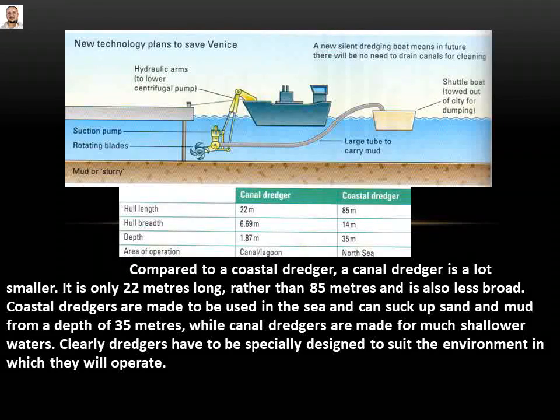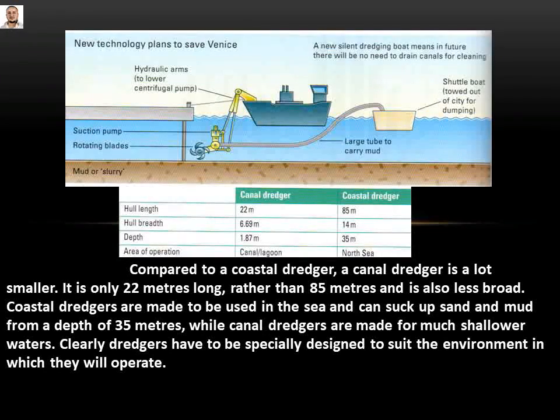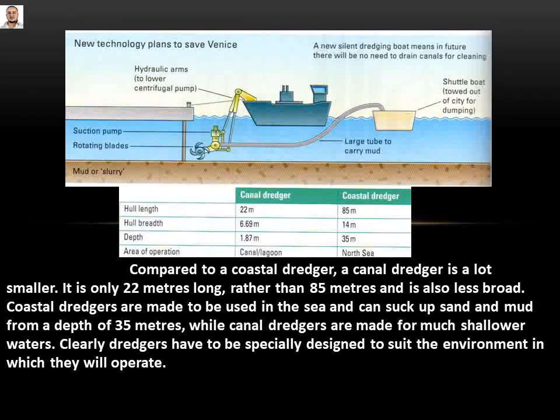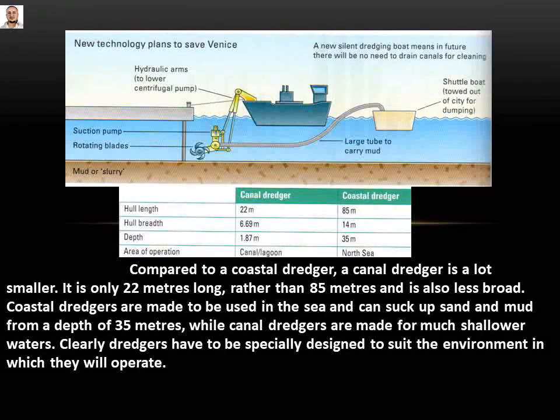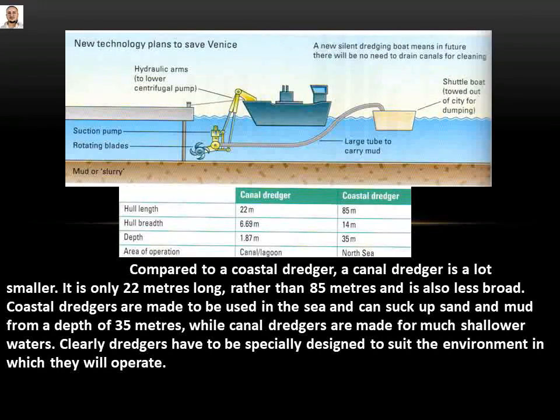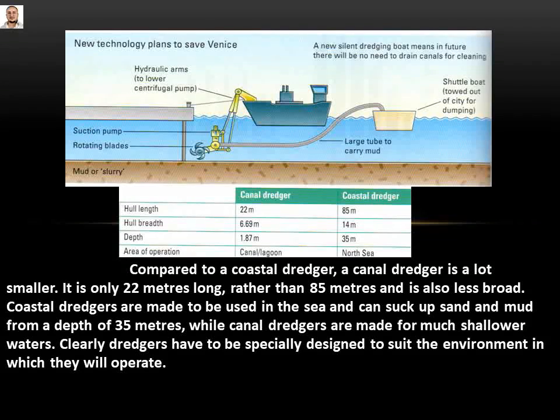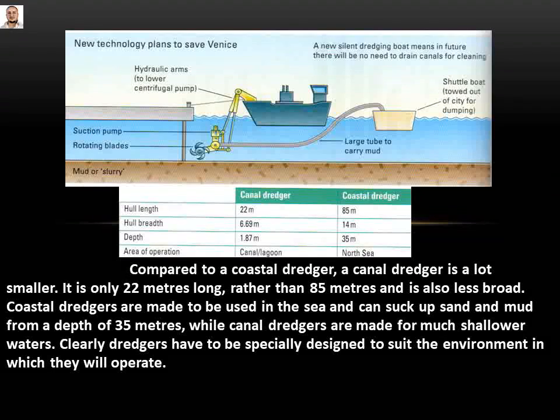Compared to a coastal dredger, a canal dredger is a lot smaller. It's only 22 meters long rather than 85 meters and is also less broad. Coastal dredgers are made to be used in the sea and can suck up sand and mud from a depth of 35 meters, while canal dredgers are made for much shallower waters. Clearly, dredgers have to be specially designed to suit the environment in which they will operate.